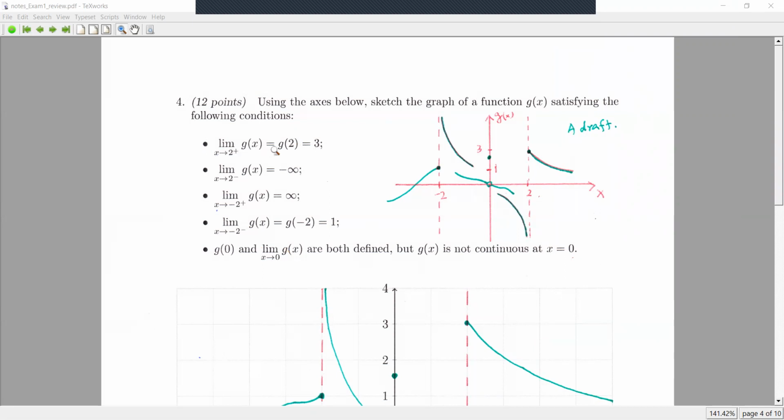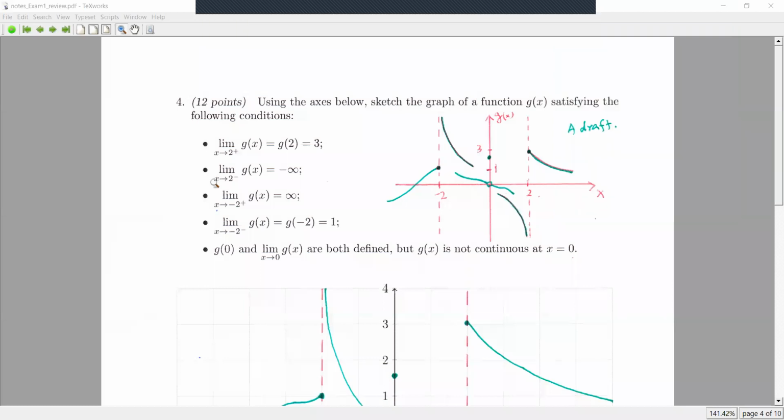Condition 1. Function value at 2 is 3. So at 2, I place a solid point here. The height of the solid point is 3. As x approaches 2 from the right side, function approaches the number 3. On the right side of 2, I draw a curve. This curve approaches this solid point, whose height is 3.